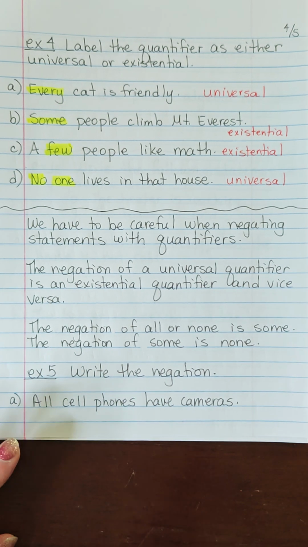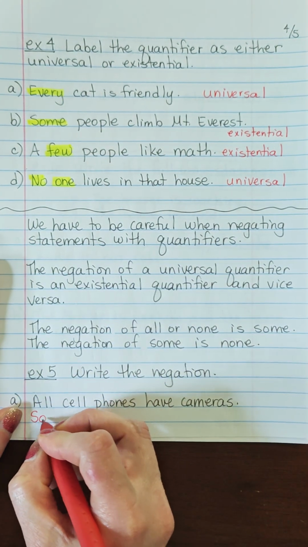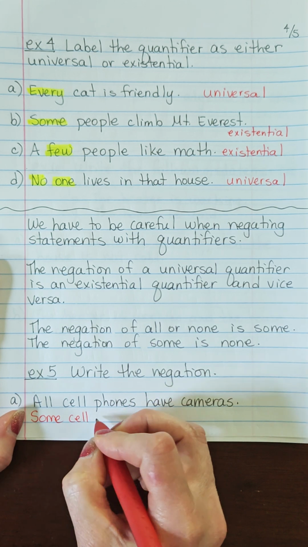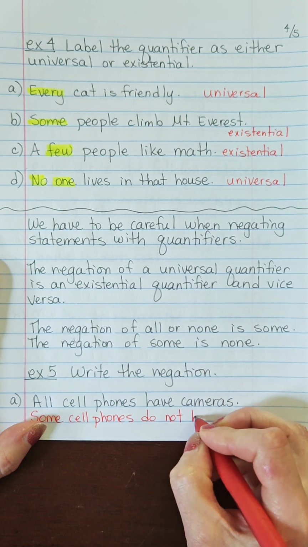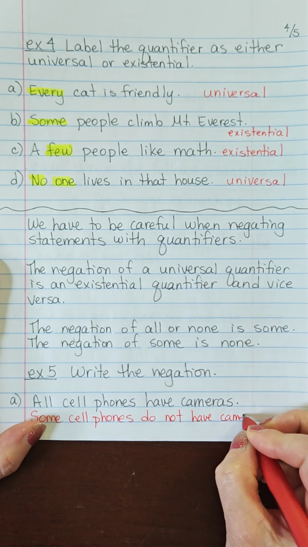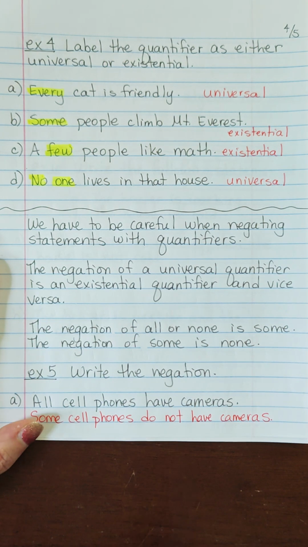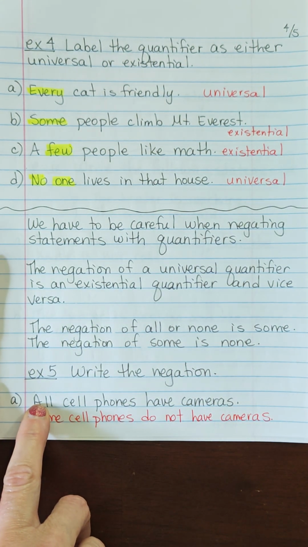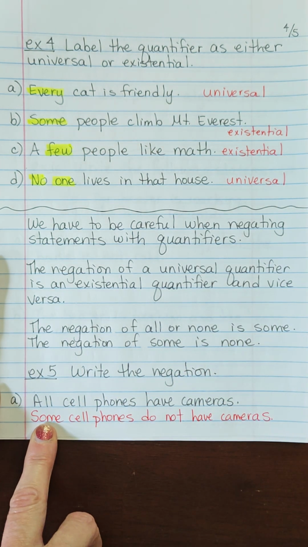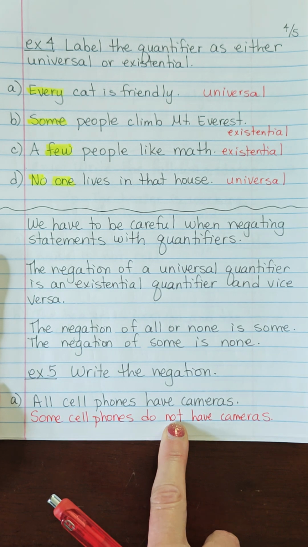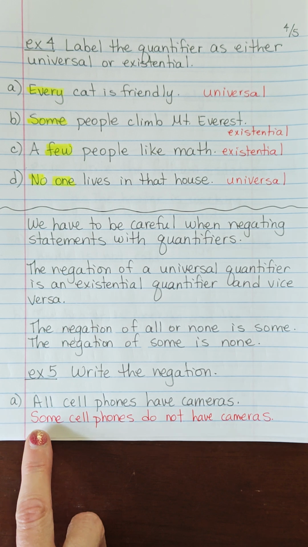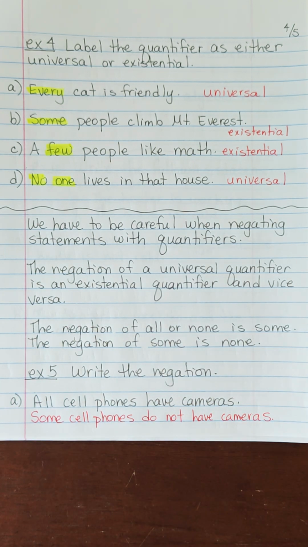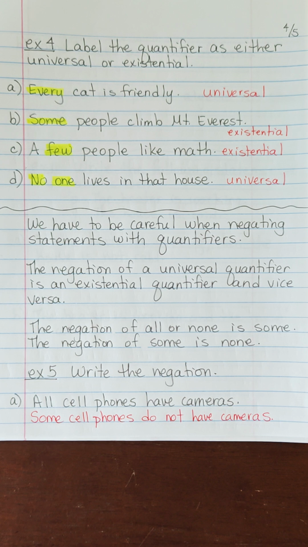All right. Now, the way that we're going to say this is some cell phones do not have cameras. So here's my universal quantifier of all. I am negating it with some. And then I have my negation in there, my not, right? I could have just as easily written there's at least one cell phone that does not have a camera. That's just as correct, okay?